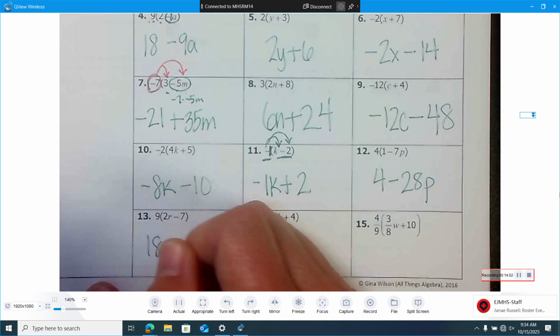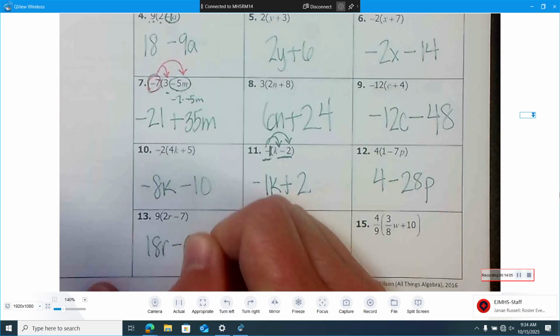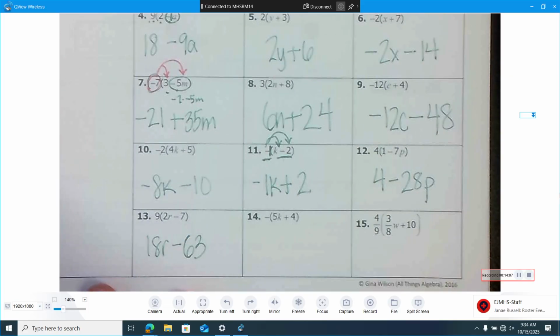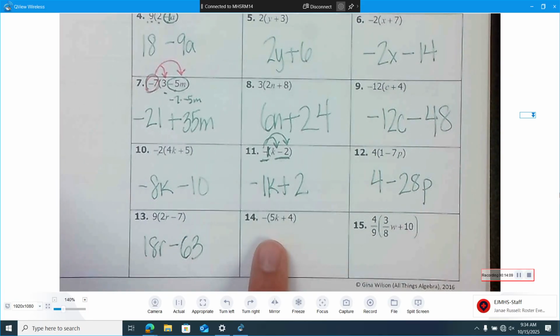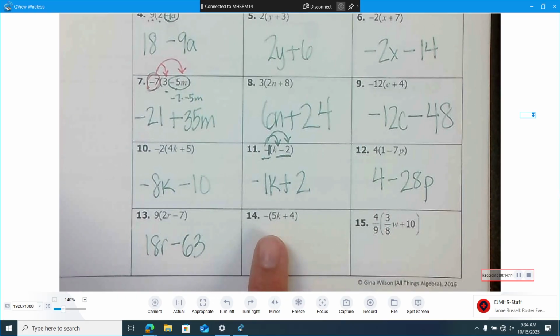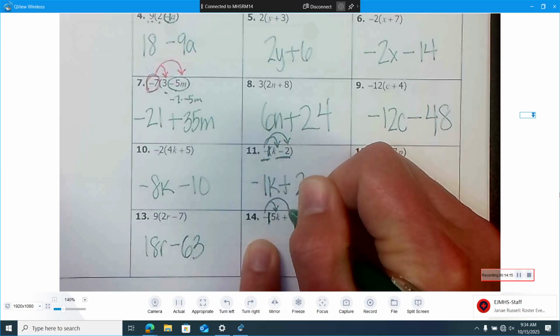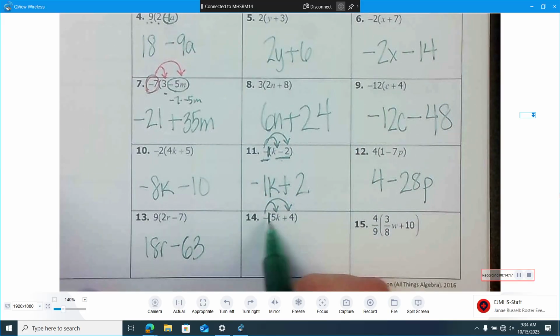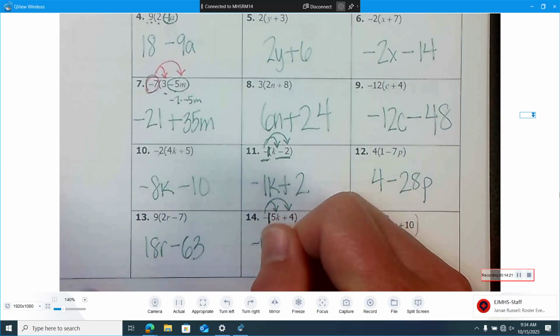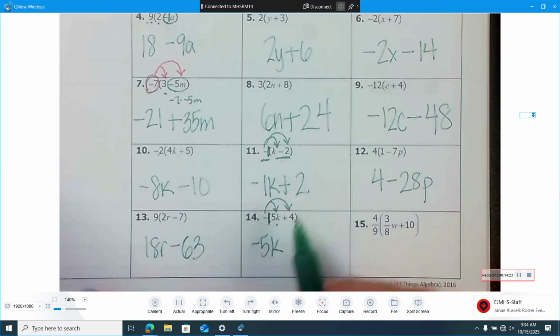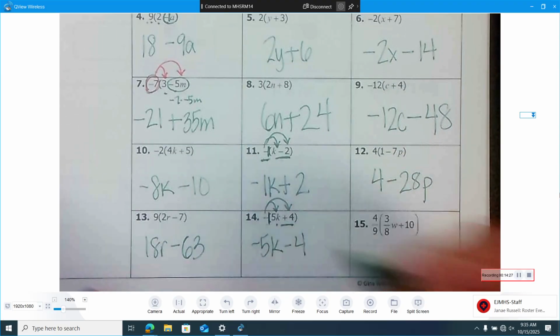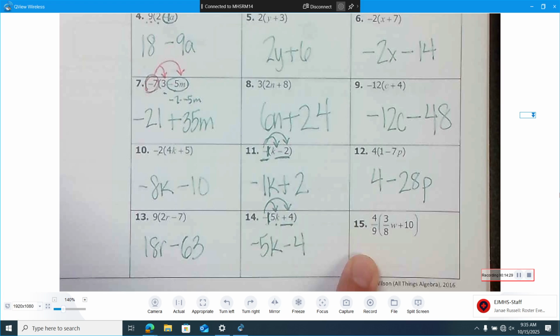13 is 18r minus 63. Reverse that in my head. All right. What's going to happen with 14? What should we do? Put a 1, negative 1. Very good. And distribute the negative 1. Negative 1 times 5k is what? Negative 5k. And negative 1 times positive 4 is? Negative 4. Beautiful. All right. We're going to do this last one together, and then I'm going to give you a little riddle to do.